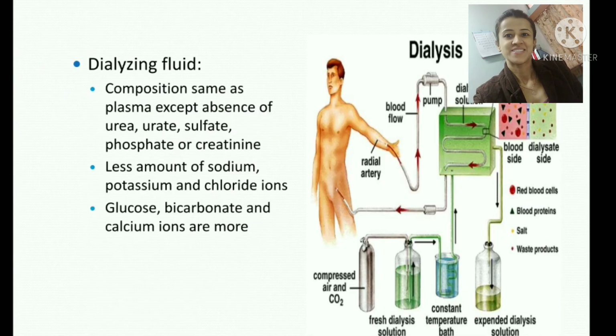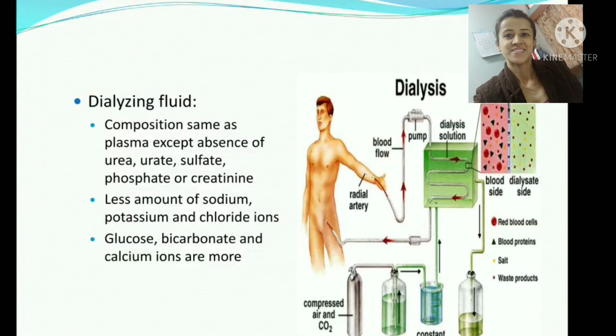Now, composition of dialyzing fluid. The composition is the same as plasma, but there is absence of waste products like urea, uric acid, sulfate, phosphate or creatinine. Sodium, potassium and chloride ions are also present in less amount. Glucose, bicarbonate and calcium ions are more.